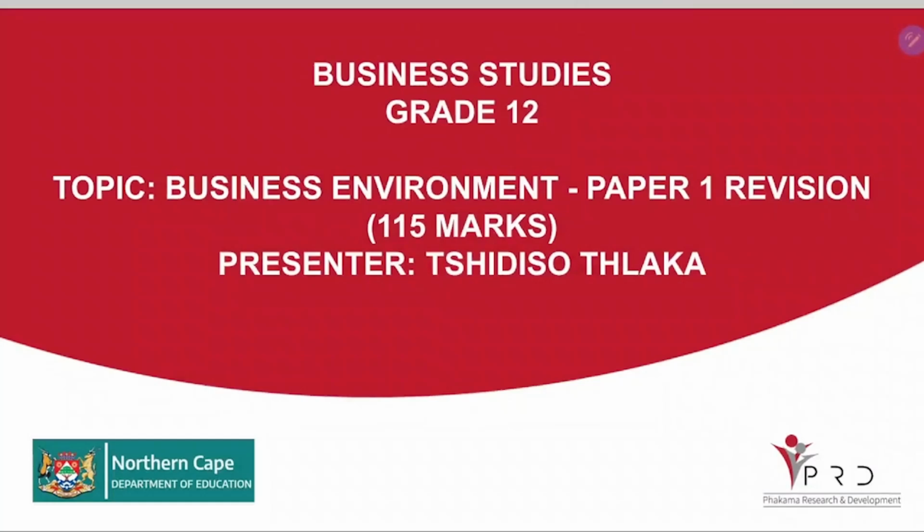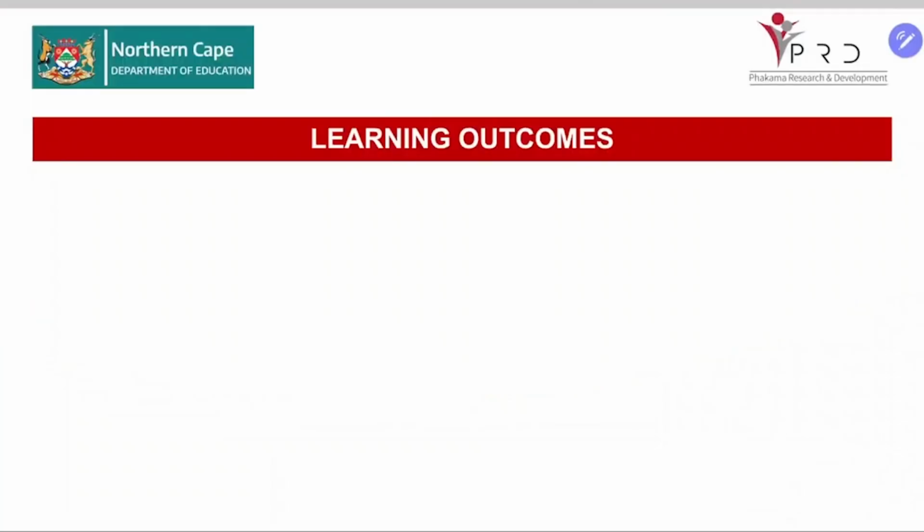So this is a revision lesson that helps you to understand how section B questions are going to be asked and how section C questions can possibly be asked, and what approach you should be having. So now let us look into our learning outcomes. What should we understand by the end of this revision lesson?